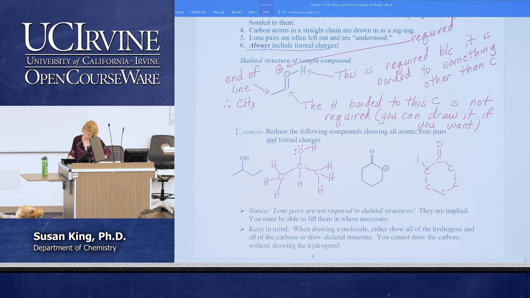Okay, so this carbon has two hydrogens to make it tetravalent. This carbon has two hydrogens to make it tetravalent. This carbon has two hydrogens. This carbon has two hydrogens. That carbon's got a negative charge. So what do we put on that carbon? How many hydrogens? One. One hydrogen and a lone pair. Now, the lone pair is not required. I like to put it there myself. I usually do put that there, okay? So I'm gonna go like this.